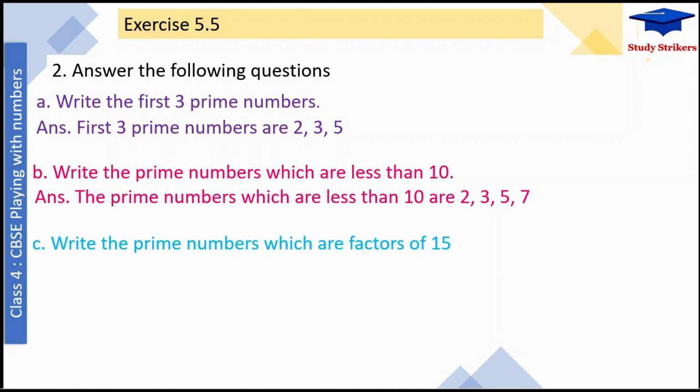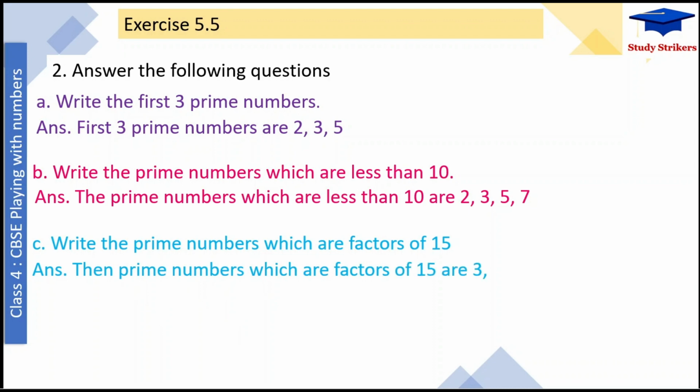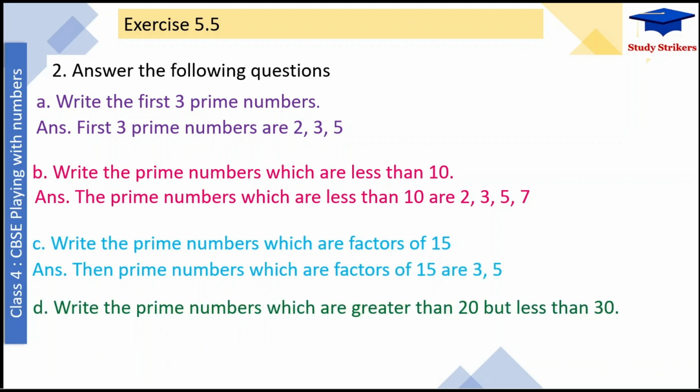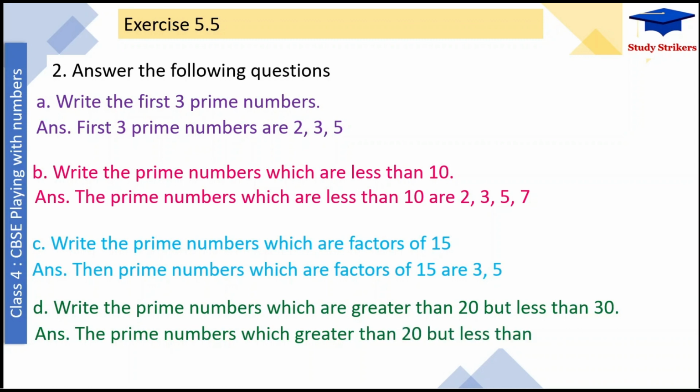Now we have to write prime numbers which are factors of 15. So we know the factors of 15 are 1, 3, 5 and 15. So the prime numbers which are factors of 15 are 3 and 5. We have to write the prime numbers which are greater than 20 but less than 30. So in between 20 and 30 these numbers are sandwiched. So the prime numbers greater than 20 but less than 30 are 23 and 29.